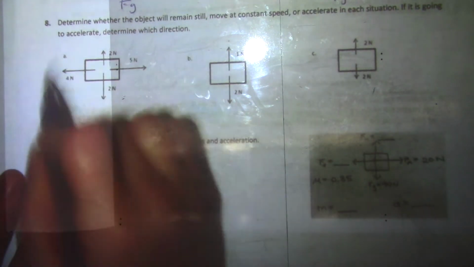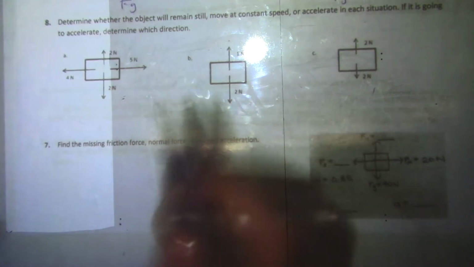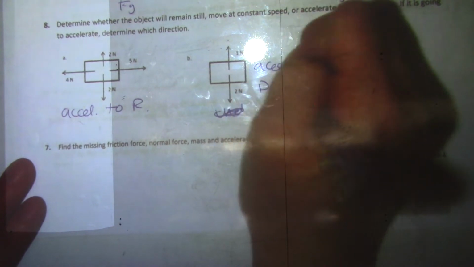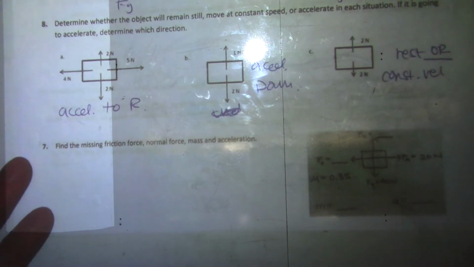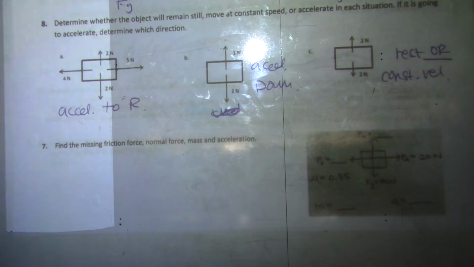Alright, here, unbalanced forces, I have a net force to the right, which means I have an acceleration to the right. Here, it's unbalanced, so I have an acceleration down. Here, everything is at balance, which means it is at rest or at a constant velocity. I do not know which one. It could be at rest, or it could be moving at a constant velocity. Up, down, left, right, I have no idea. I just know it's not accelerating.